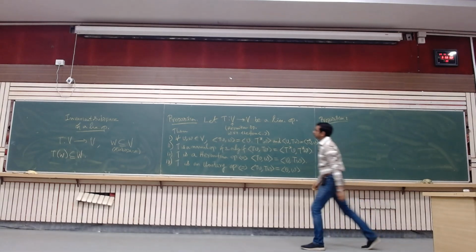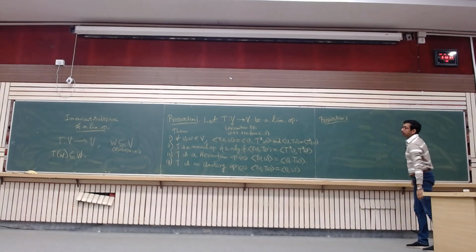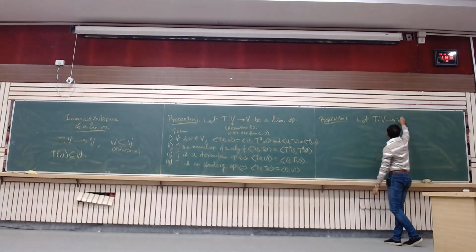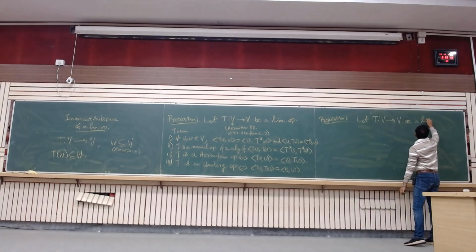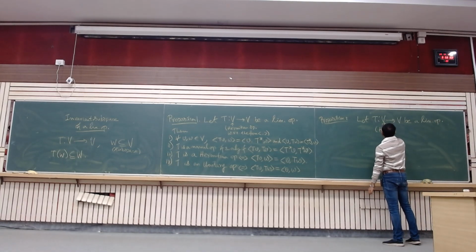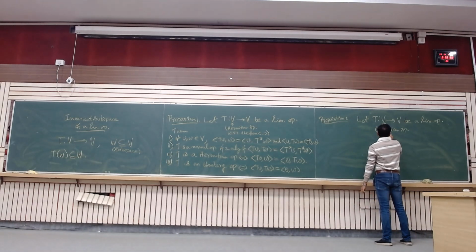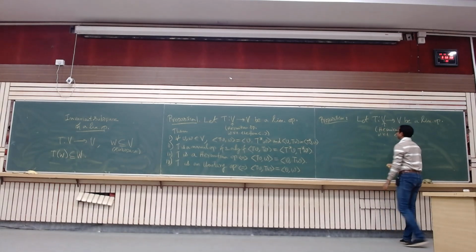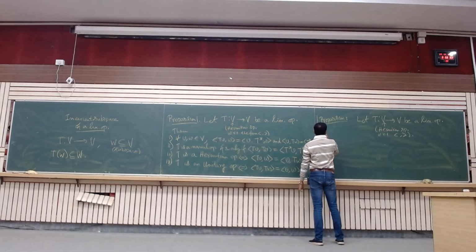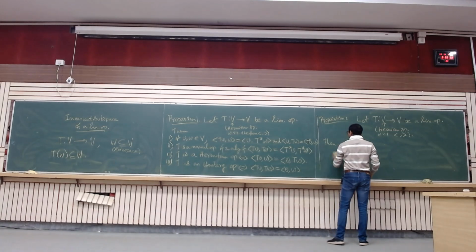Okay, this was the first proposition. So let T from V to V be a linear operator, and of course here V is again a Hermitian space with respect to a given inner product. Then, also assume that W is a subspace of V.